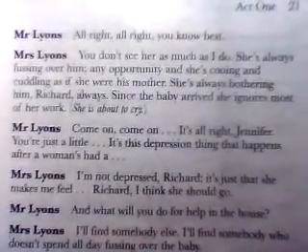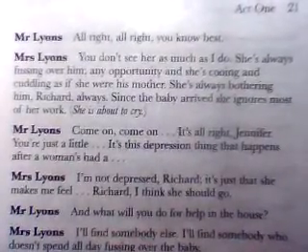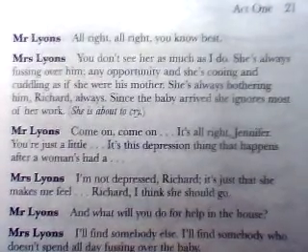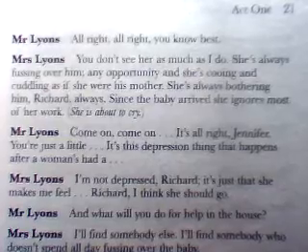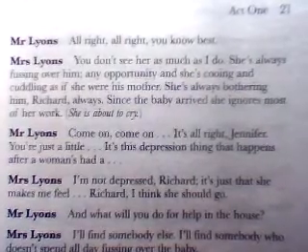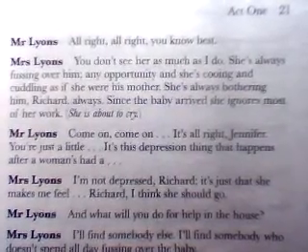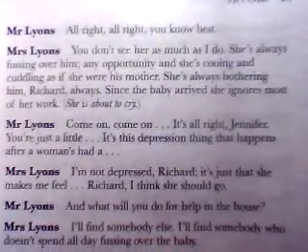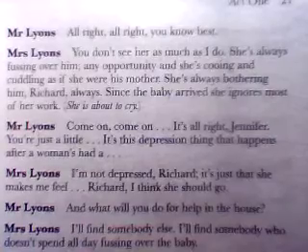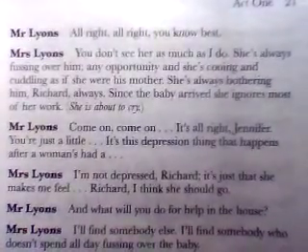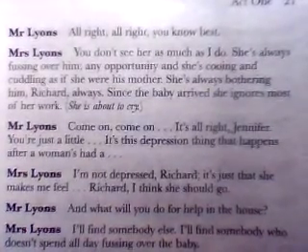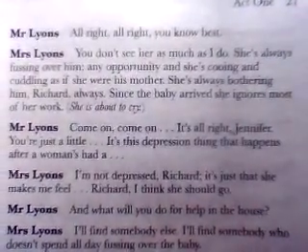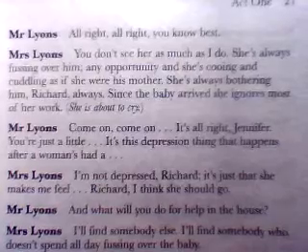At any rate, Mr. Lyons replies, "All right, you know best. You don't see her as much as I do. She's always fussing over him, any opportunity, and she's cooing and cuddling as if she were his mother." Now there's a simile with some dramatic irony for you. "She's always bothering him, Richard, always. Since the baby arrived, she ignores most of her work," and she is about to cry. Is this manipulative? Is this genuine horror caused by her own guilt? Difficult to say. Either way, it doesn't reflect very well on Mrs. Lyons.